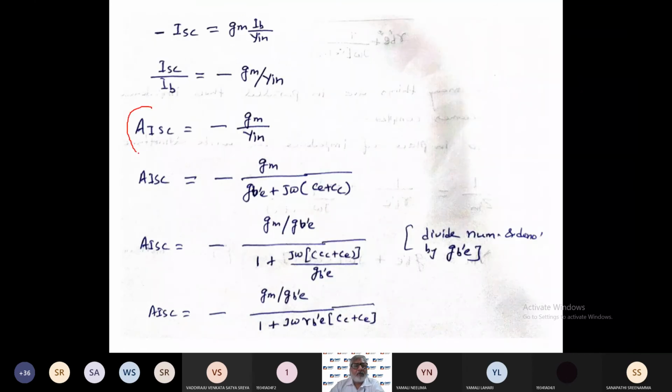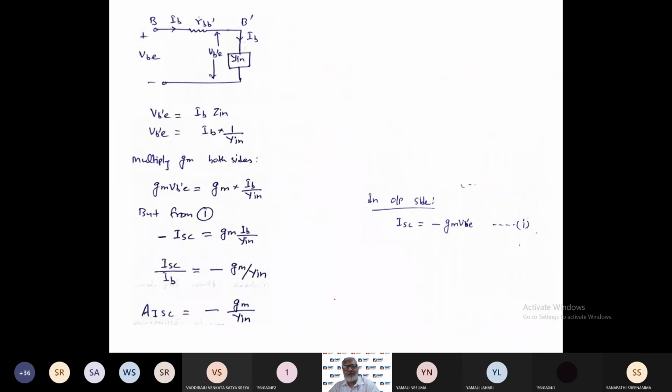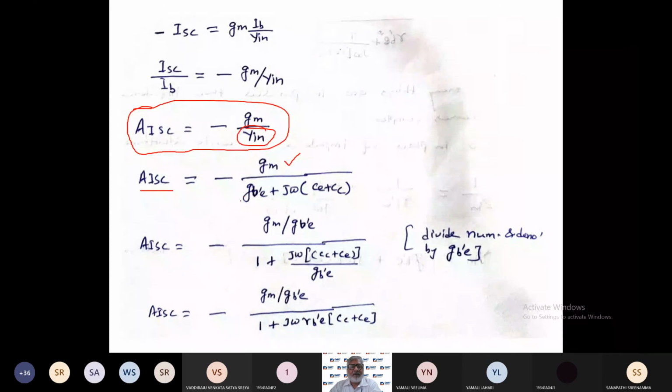Okay, so up to here we have done. So then this short circuit current gain can be written as minus gm over Y in. Now in place of Y in, I have written the expression of Y in, which is Y in equal to g b'e plus j omega (Ce plus Cc). So I have written g b'e plus j omega (Ce plus Cc).